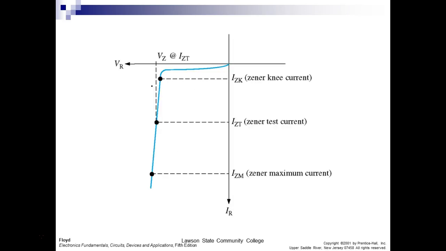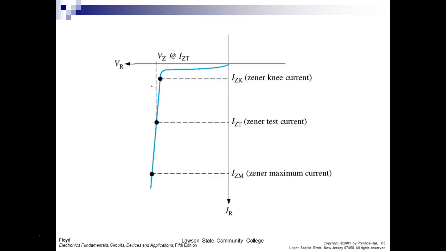So we have some things that we're going to look at when we look at the data sheet. One thing they're going to show us is the knee current. They're going to call this IZK. Another thing, they're going to give us the test current. The test current is where the Zener voltage is established. And then we're going to learn what we call IZ max.